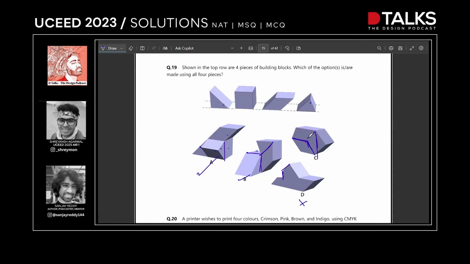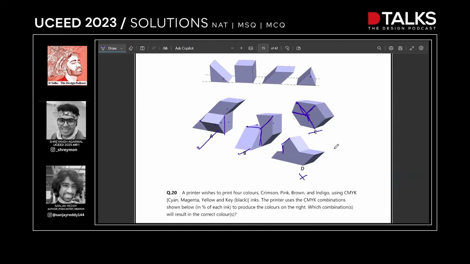ये रहा मिल गया. So this is a more zoomed out version. They were very evil with this particular option, and it's more zoomed out than the other options. Right.